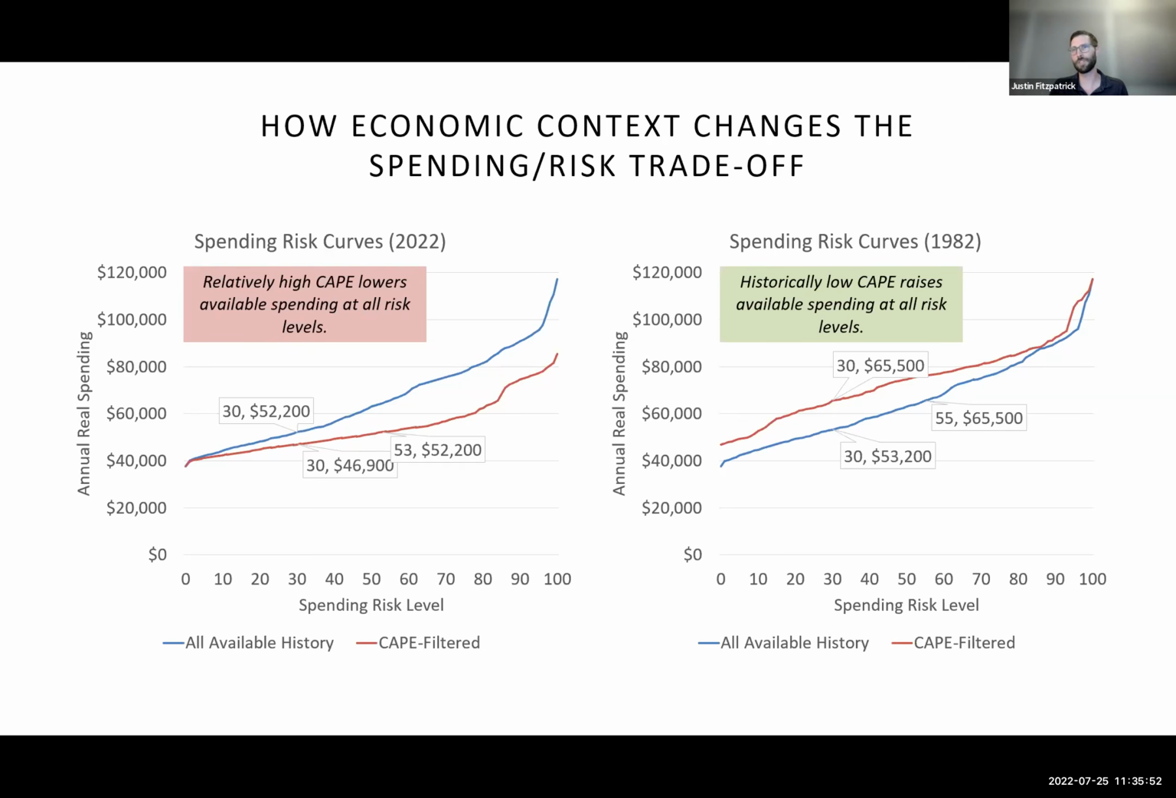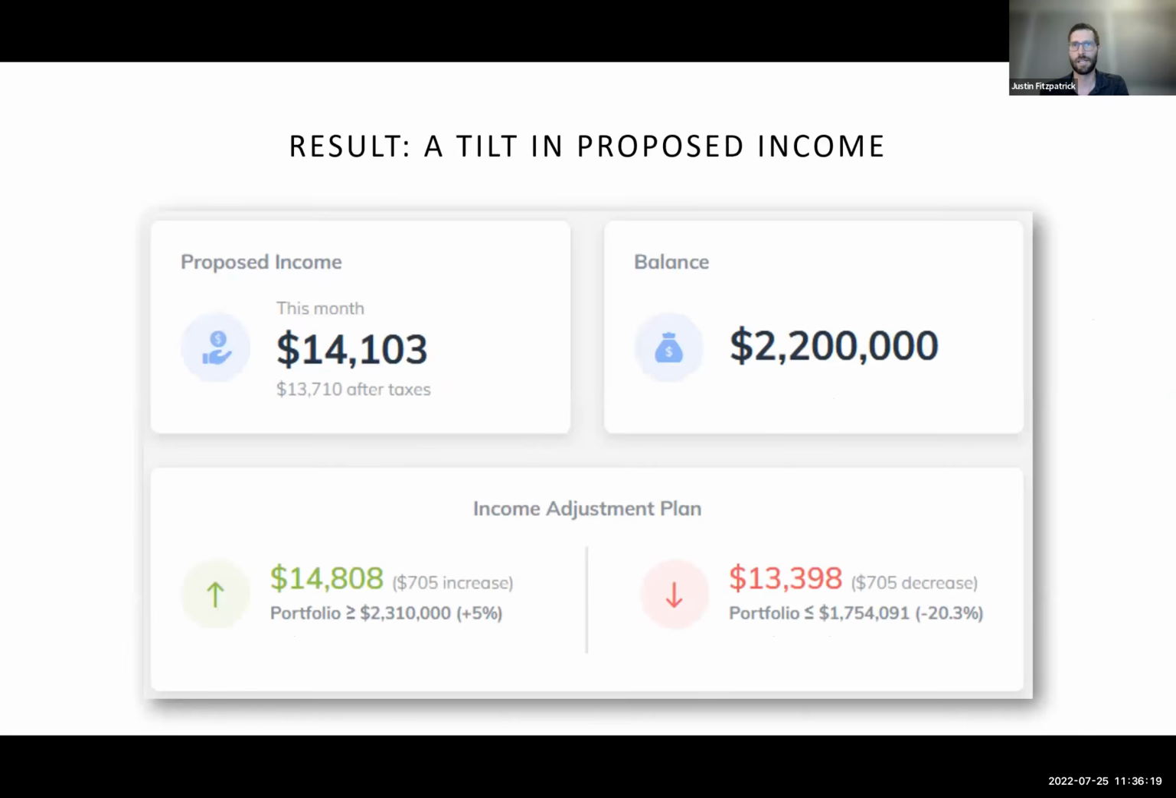So someone in 1982 who was taking CAPE seriously, which would have been a trick since the concept of CAPE did not yet exist, but the data was available, they would have felt comfortable tilting their income advice up at that point. And in retrospect, of course, that is actually true. In the early 80s somebody could have afforded a higher withdrawal rate without taking on more risk. So that's what this is showing you, just this concept of tilting advice up or down.